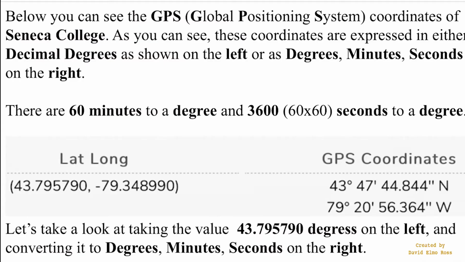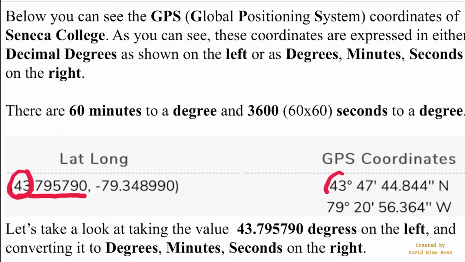Since the world is basically a sphere, we can use GPS, or Global Positioning System coordinates, to locate various things on the Earth and provide navigation for various things like cars, planes, and so forth. So if we take a look at Seneca College, it has a latitude of 43.795790 degrees and a longitude of -79.348990.